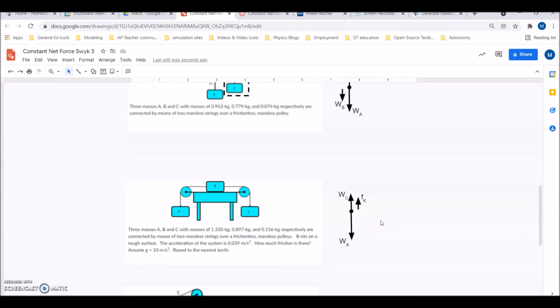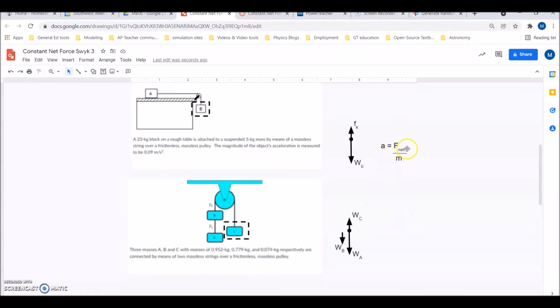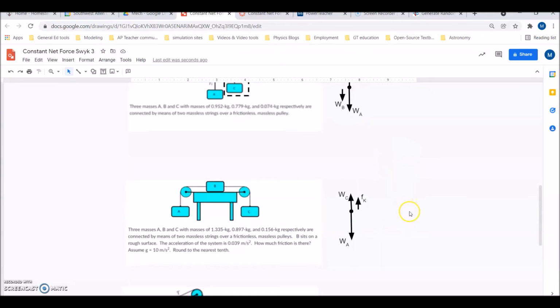F net would be equal to WA minus WC minus FK, and then I can use the idea that A equals F net over M, and either solve for the acceleration, or in this case, for instance, they give us the acceleration, so then I could solve for how much friction there is. Let's say they didn't tell us what the acceleration is, and then we can go ahead and solve for the acceleration.